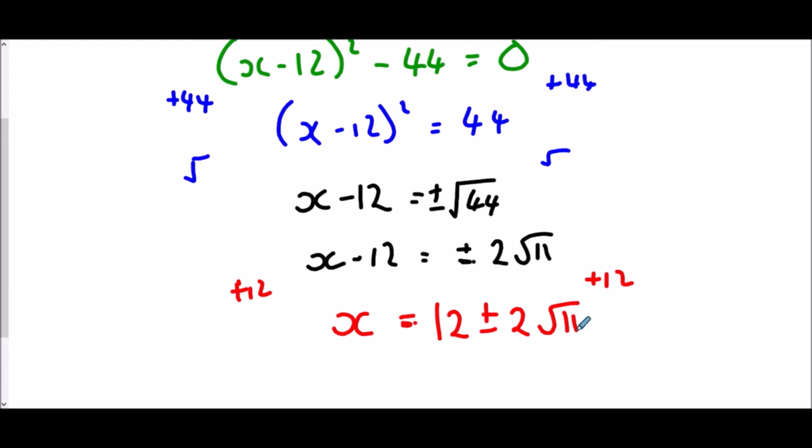This is not something we're going to get an exact value for. Well, in fact, we have got an exact value. We've got 2 root 11 in our answer, so that is an exact value, but we're not going to get a nice decimal for it this time. It's going to be left in surd form.